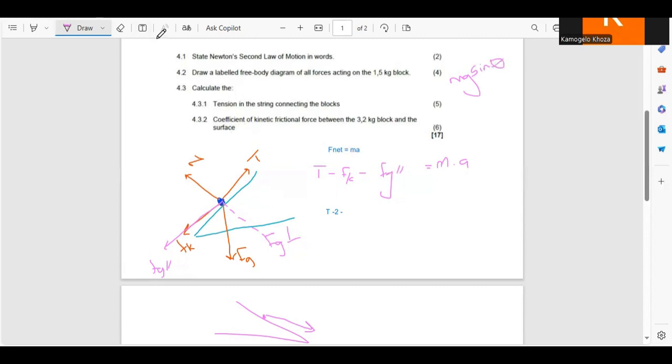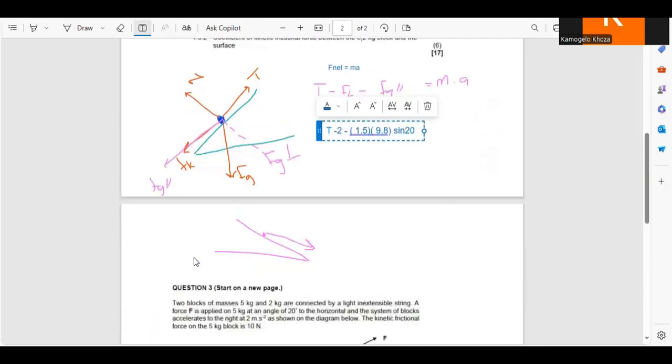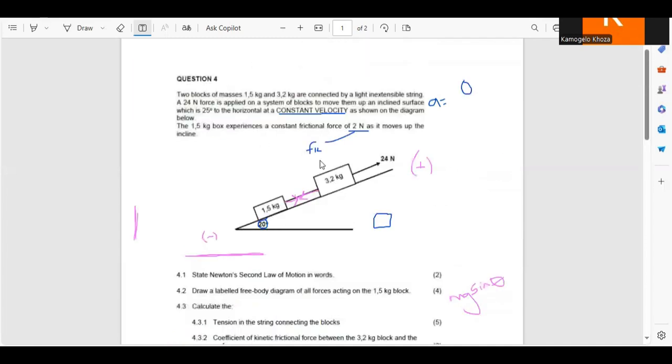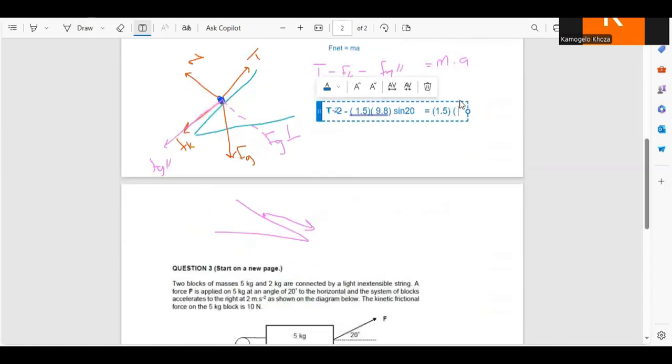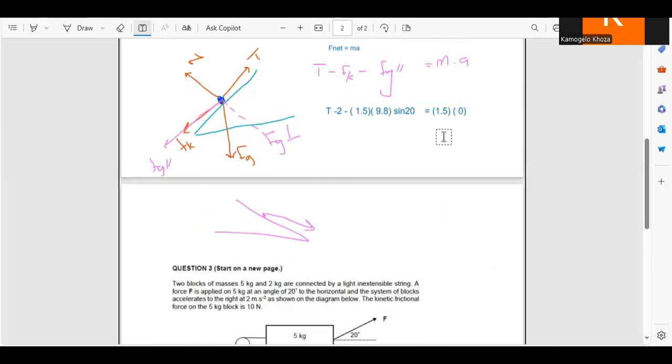Now, let us try and substitute them. What is our mass? The mass is 1,5. Gravitational acceleration is always 9,8. Sine, now our angle of inclination is 20 degrees, sine 20. And all this is equal to mass times acceleration. What is our mass? Our mass is 1,5. And what about acceleration? Because these blocks are moving at a constant velocity, our acceleration for both these blocks is going to be equal to 0. So this multiplied by 0, and obviously this right hand side is going to be equal to 0.